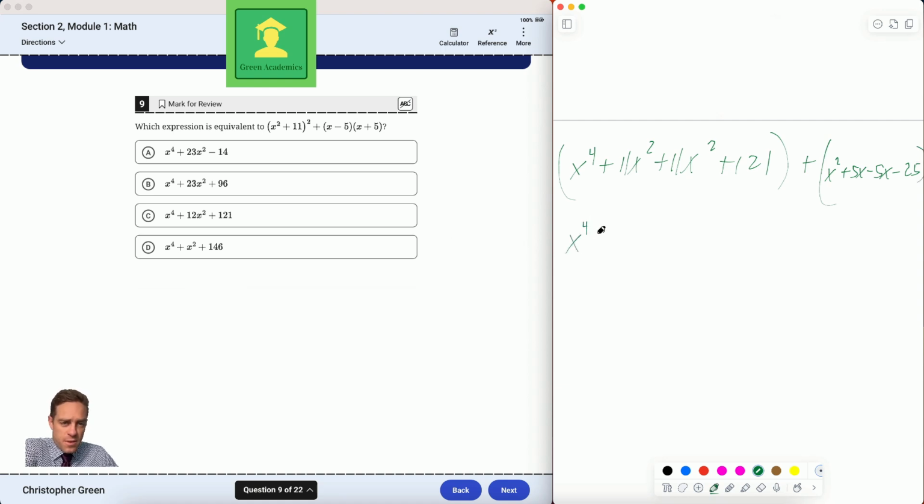Now I'm going to group these together, right? So x to the 4th plus 22x squared plus 121 plus x squared minus 25. And then keep grouping, right? So x to the 4th plus 23x squared plus, that's 96, right? X to the 4th plus 23x squared plus 96.